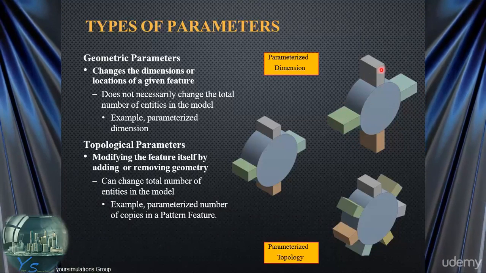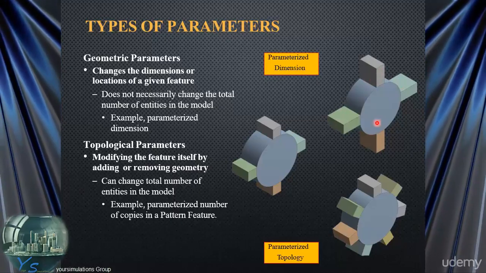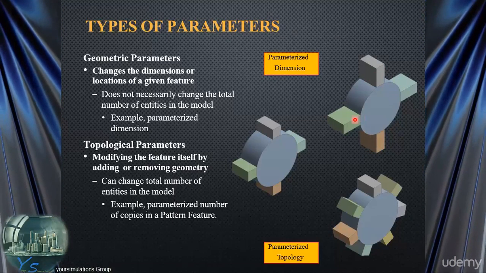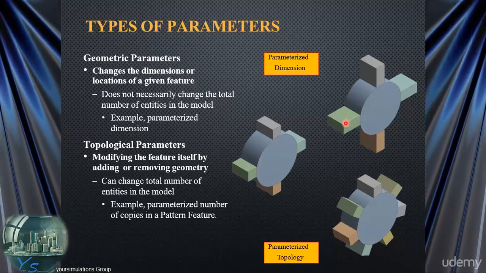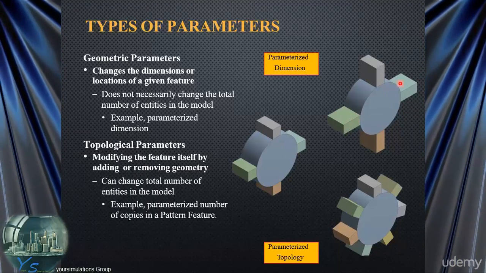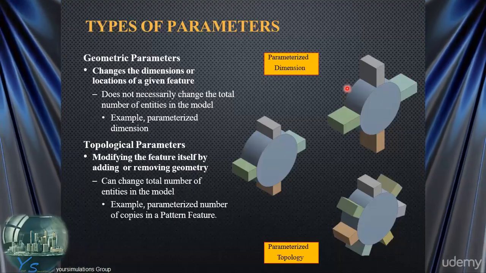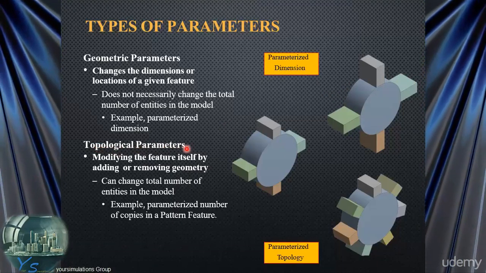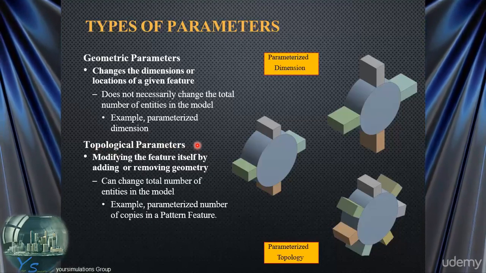Once the extent or extrusion length has been assigned as a parameter, we can then just change that parameter and they'll all be updated to reflect that. The other type of parameter is the topological or topology based parameter.